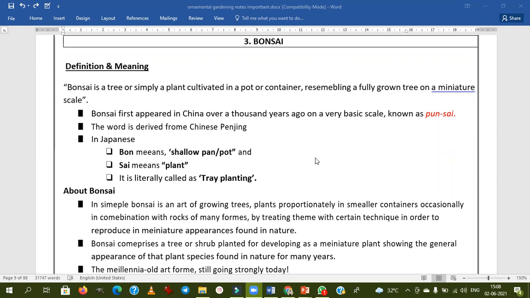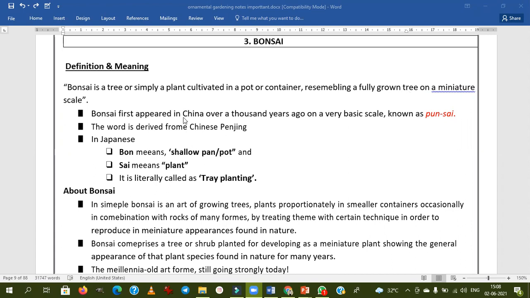What do you mean by bonsai? Bonsai means a tree or simply a plant cultivated in a pot or a container which resembles a fully grown tree on a miniature scale. This is very important. It resembles a fully grown tree, but it is on a miniature scale. That we term as bonsai.